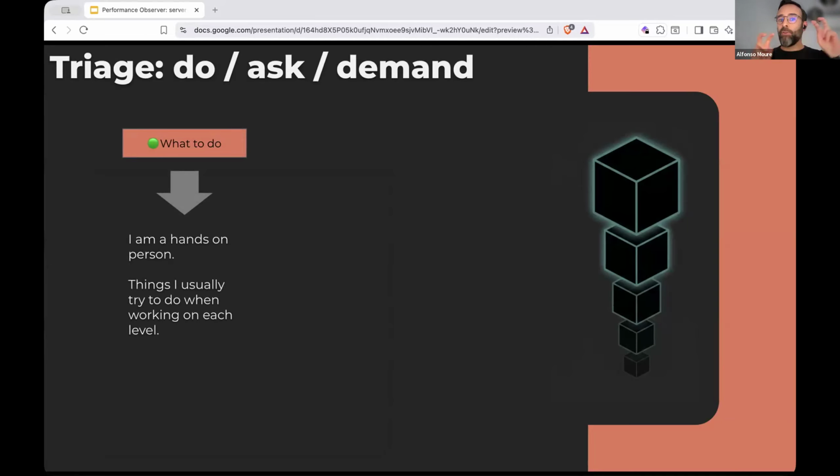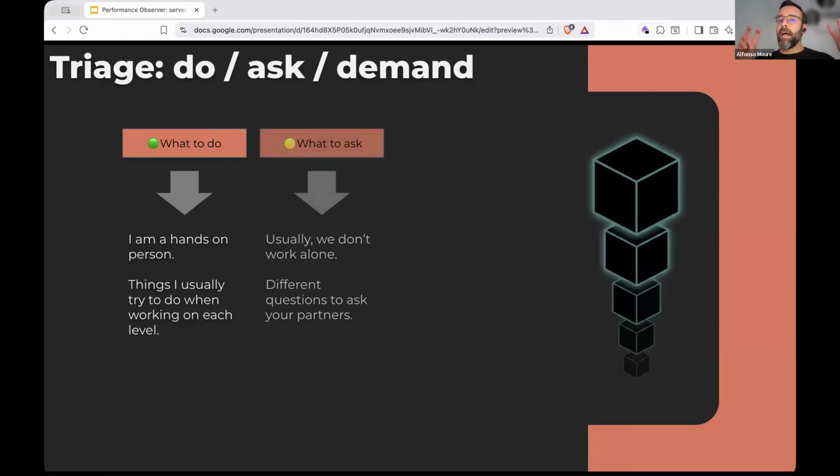The first is the do. What you verify yourself with the access you already have. You don't need to put tickets to other people. You don't need to do any meeting, and you don't need to spend money on that. Just your computer. The second is the ask.